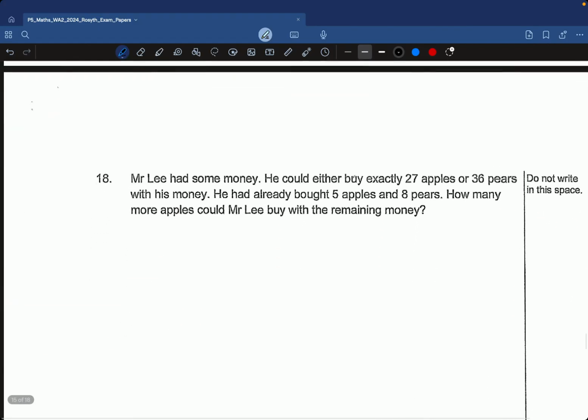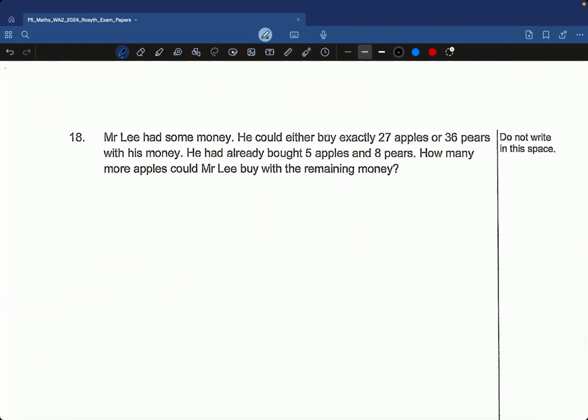Okay, let's move on to question 18. Question 18. Mr. Lee had some money. He could either buy exactly 27 apples or 36 pears with his money. He had already bought 5 apples and 8 pears. How many more apples could Mr. Lee buy with the remaining?